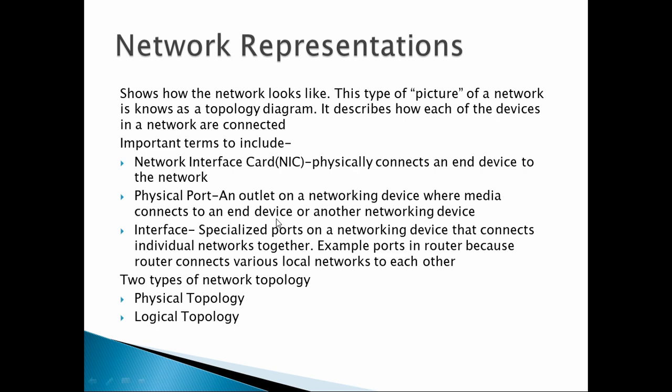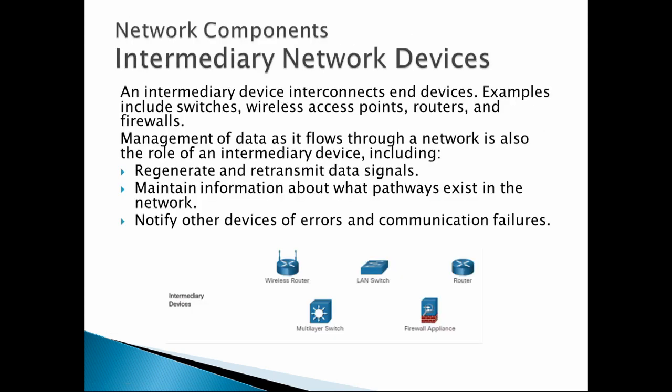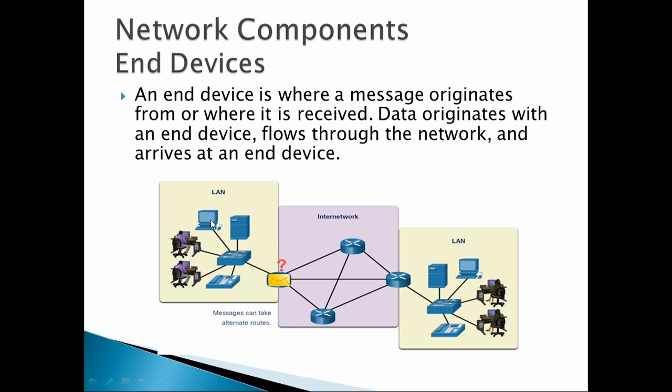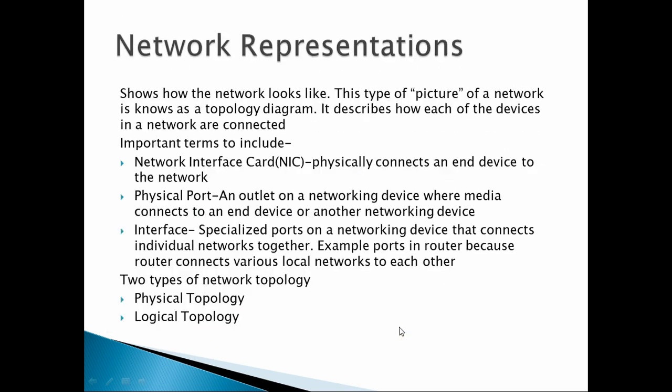There are some important terms we should know about. A network interface card physically connects an end device to a network. A physical port is an outlet on a networking device that connects media to an end device or another networking device. For example, a network interface card physically connects an end device to a network. Like these are in the end devices and these are connected by this whole network. So it is a network interface card.